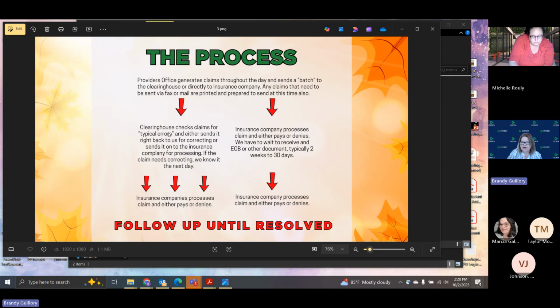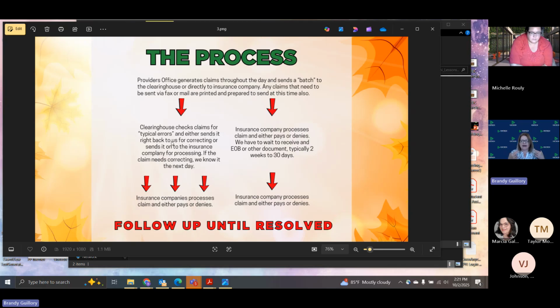They're either going to go to the clearinghouse. The clearinghouse will check claims for typical errors and either sends it right back to us for correcting, or sends it on to the insurance company for processing. When I'm talking about typical errors, the clearinghouse is going to check for simple things like the wrong insurance number on our claim, the wrong date of birth, the patient's last name spelled incorrectly, anything that it can recognize really simply that they automatically know is going to cause us a rejection with the insurance company.